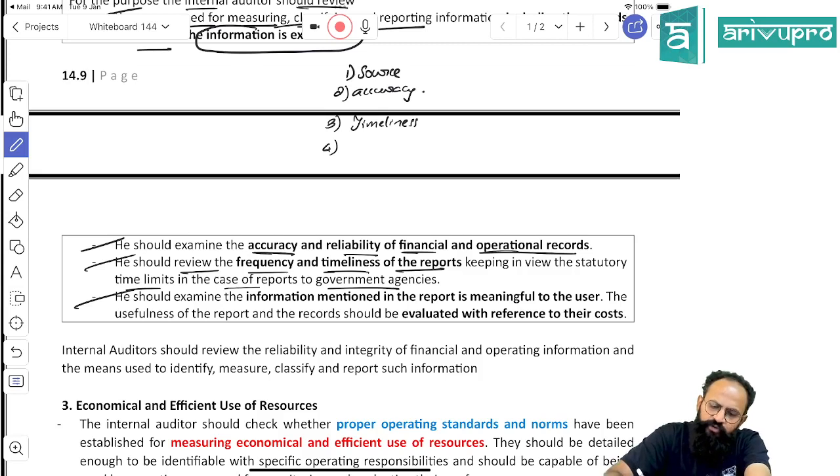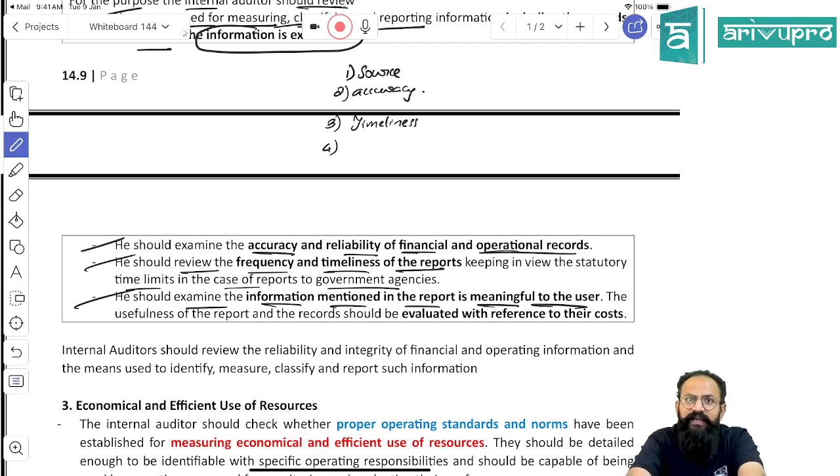Next one, he should examine whether the information mentioned in the report is meaningful to the user. Sir, I am giving the reports to my management. What is this nonsense? It is going for 1000 pages. Then what decision will they take? So the information you are reporting should be beneficial and meaningful for that person. It should not be some random content you are posting.